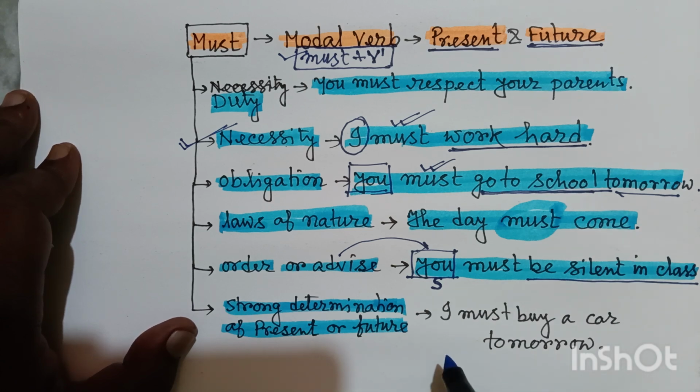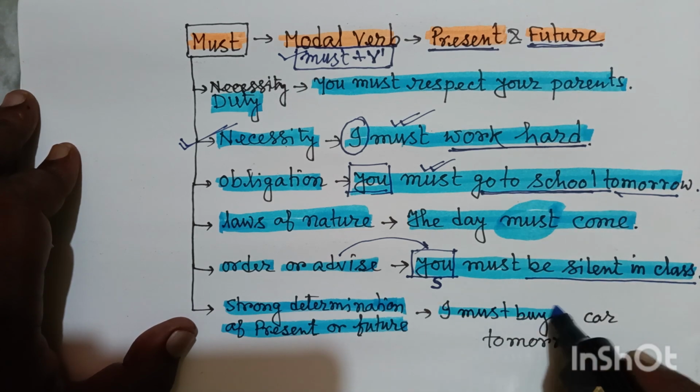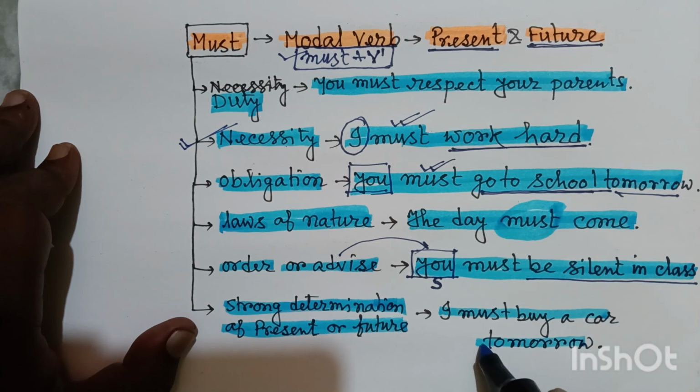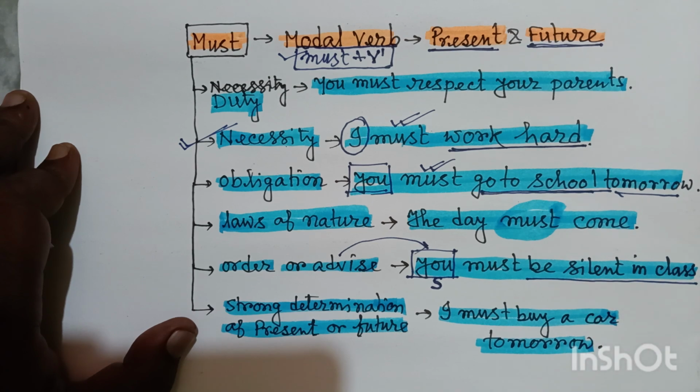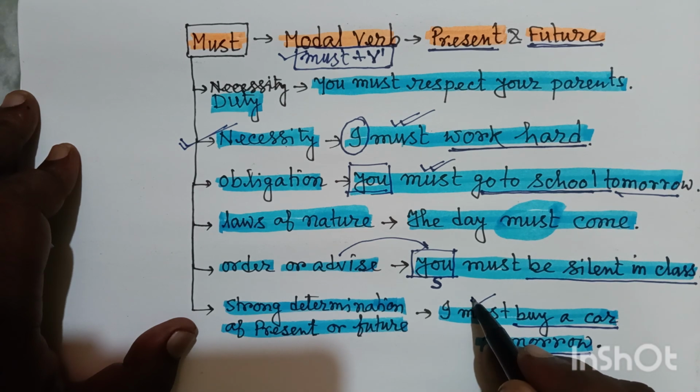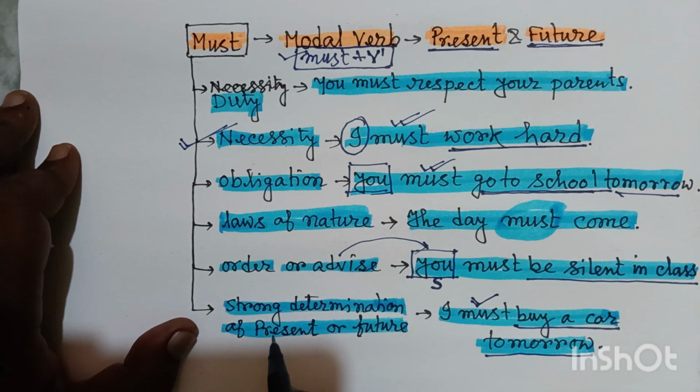Here you can see, I must buy a car tomorrow. So it is a future activity, and it's my strong determination that I must buy a car tomorrow. That means this activity, buying a car, will obviously be done tomorrow. That is why we have used must. Actually, this is my strong determination of the future.